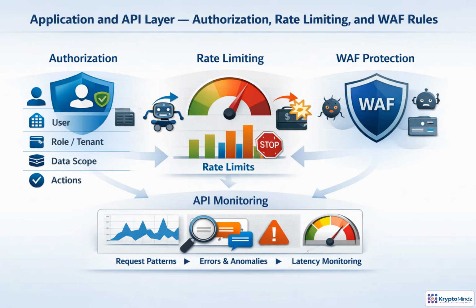Authorization is where identity becomes enforceable policy. It answers not just who are you, but what are you allowed to do. Controls should check user, role, tenant, data scope, and action. Rate limits reduce scraping, cost spikes, and denial of wallet attacks. WAF rules filter known exploits, suspicious payloads, and bot-like behavior. Monitoring ties these signals together, using request patterns, prompt anomalies, errors, and latency to detect abuse that individual controls may miss.